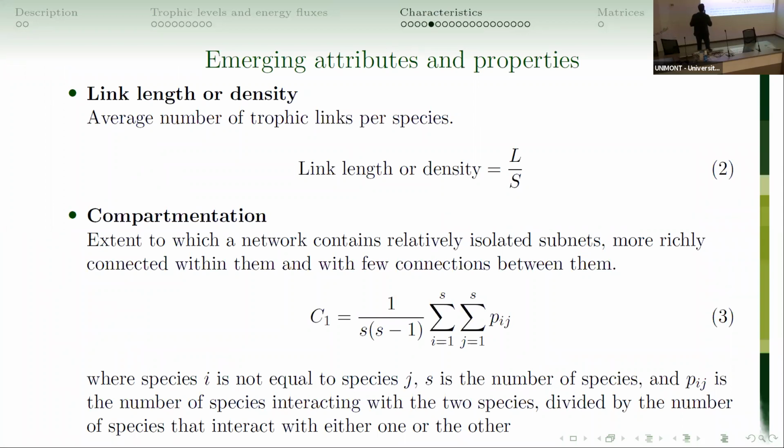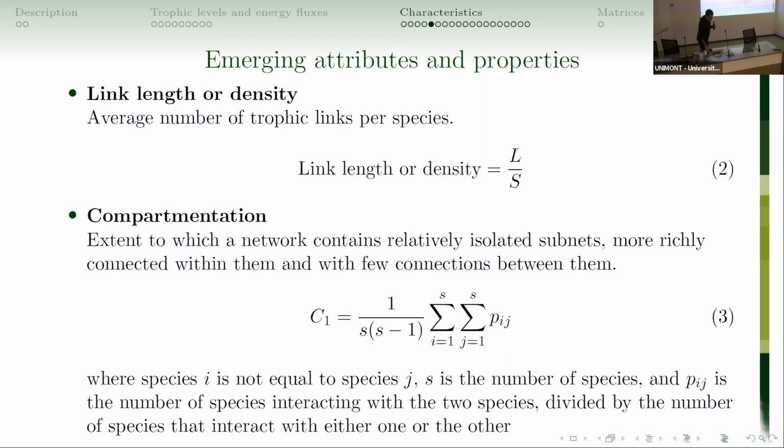Okay, compartmentation, a very difficult word. This is the formula, you don't have to understand that. You will have this if you want. But basically it says how many modules a food web has, how many groups of species that are more linked among each other are in the food web.